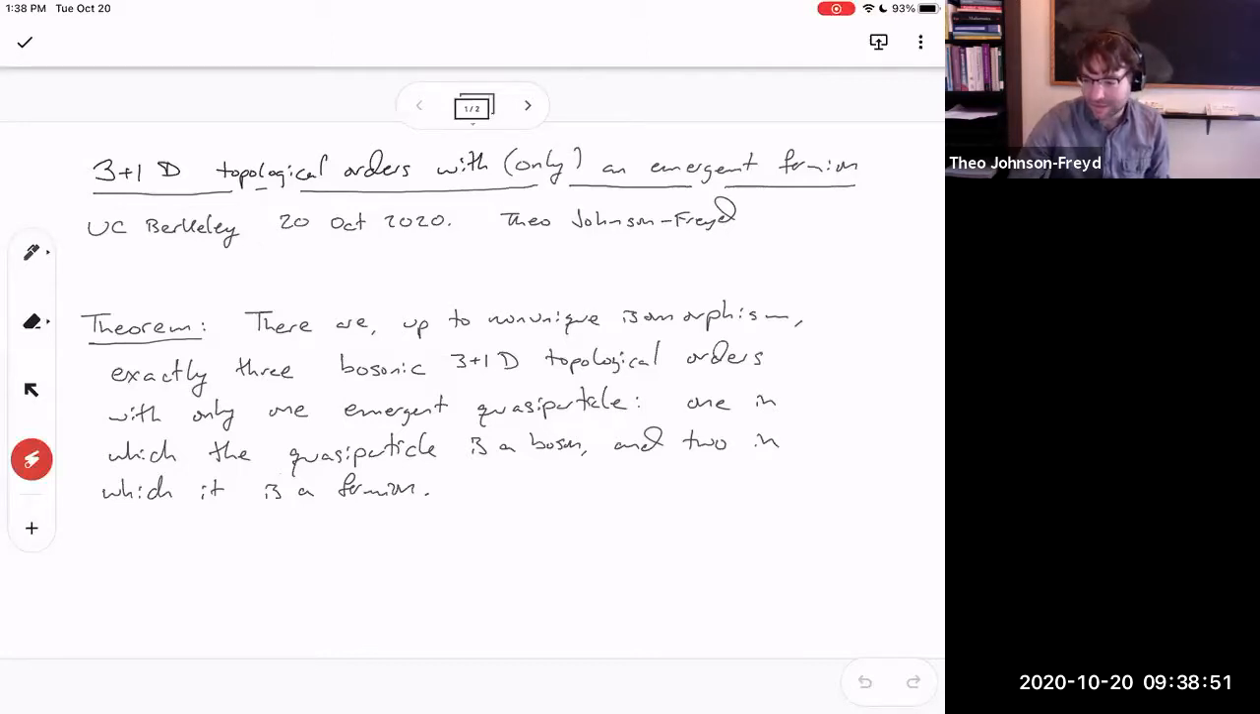The result is that there's exactly three 3+1 dimensional topological orders with only one emergent quasiparticle. In one of these, the quasiparticle is a boson, and in two, it's a fermion. Okay, so that's the theorem I want to tell you, and at least the first half of the talk will be just telling you the meaning of the words in the theorem, and then I'll tell you something about these three different topological orders, and maybe I'll tell you something about how I can prove classifications like this.